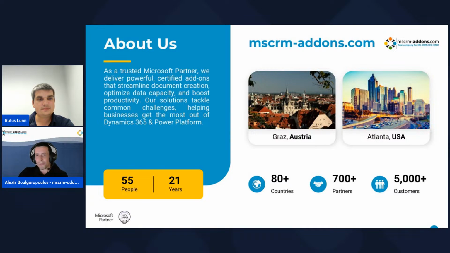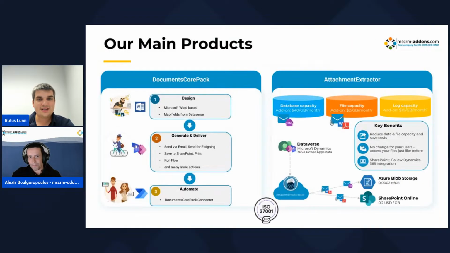With a team of around 55 people, our headquarters is in Austria, in Graz, and we have another office in the United States, in Atlanta. Today, our tools are used in more than 80 countries, supported by a strong partner network of about 700 companies, and trusted by a customer base of 5,000 organizations.